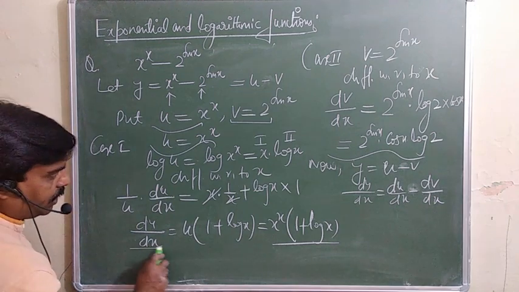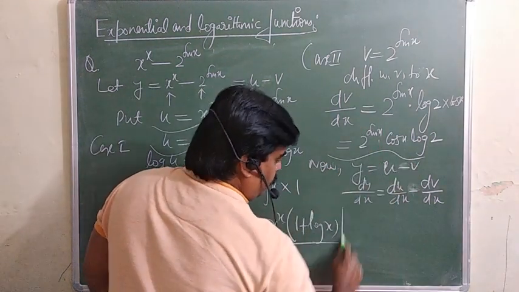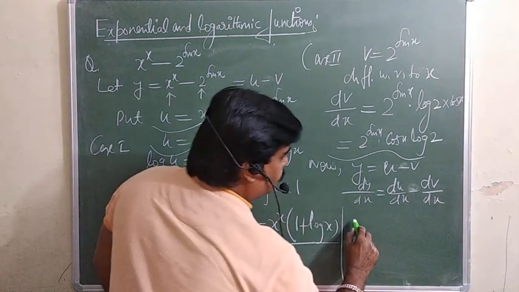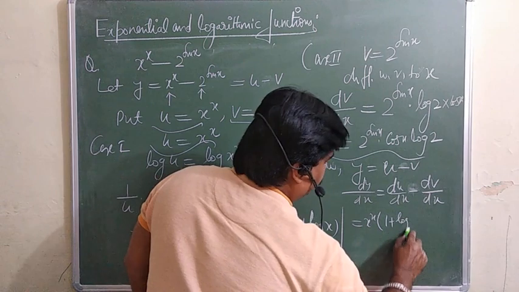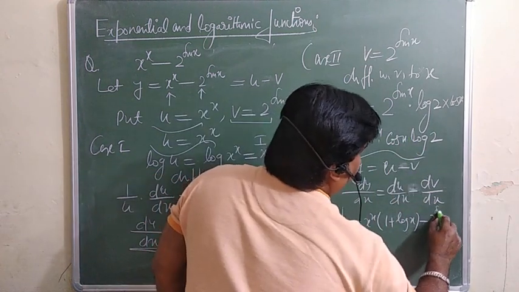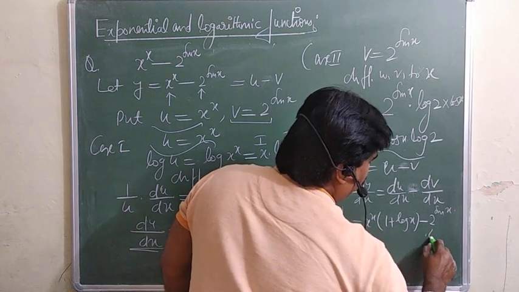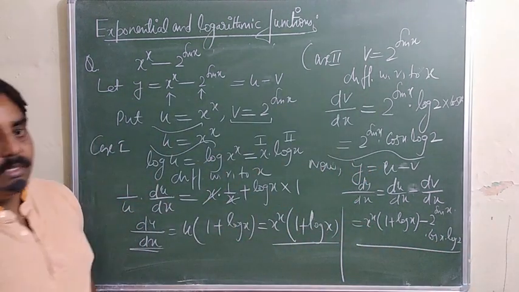Now du over dx is already known, and dv over dx is already known, you can put the values here. So you will get x raised to power x into (1 plus log x) minus 2 raised to power sin x into cos x into log 2. This is your answer. Have a look.